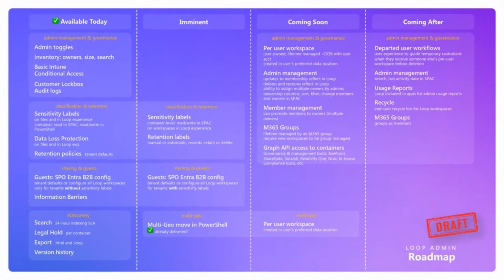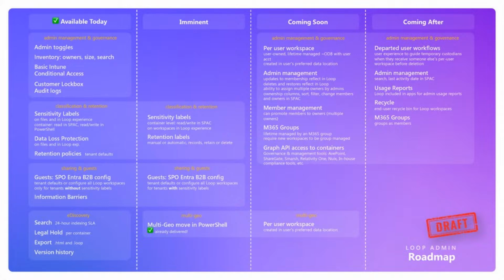Retention labels, if you use these for managing when to delete or how long to keep, they work on the file level. Those will be available in the Loop app soon as well. So you'll be able to say whatever your organization configures, like keep for 3 years or maybe delete after 6 months. However you're using those.